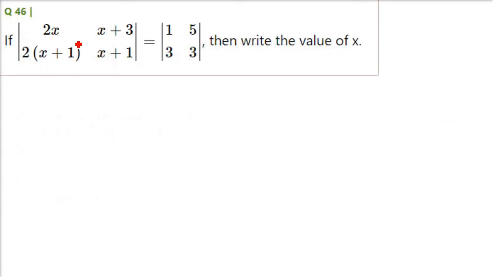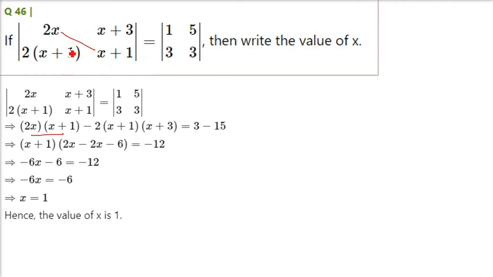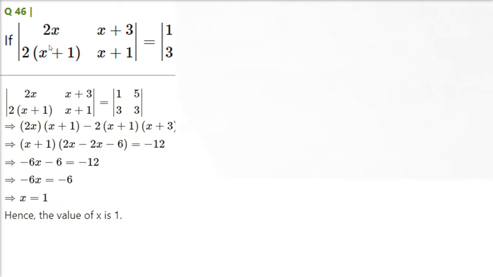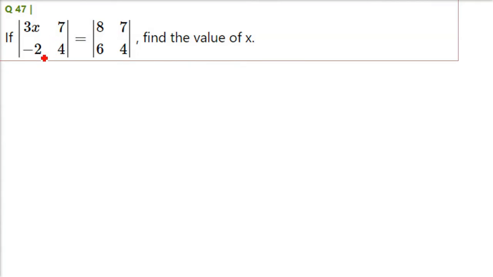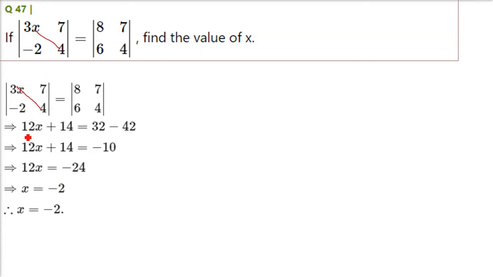Same here, same question. So 2x into (x plus 1) minus 2 into (x plus 1) into (x plus 3) equals 3 into 1. 3 into 1 minus 5 is a 15. So simply x equal to 1. This is very, just like the previous question, it's quite easy. Similarly here, 3x into 4, that is 12x minus or minus plus, so 7 is a 14, and this equals 8 4 is a 32, minus 7 6 is 42. So you get minus 10 here. So x will be equal to minus 2, negative 2.